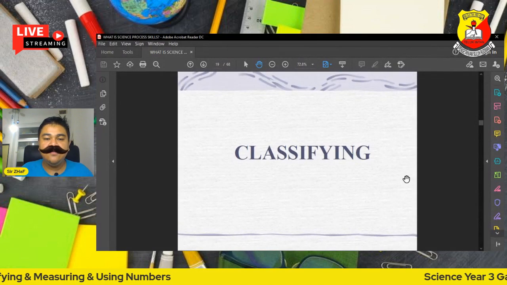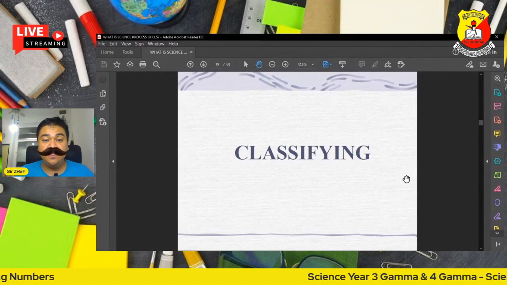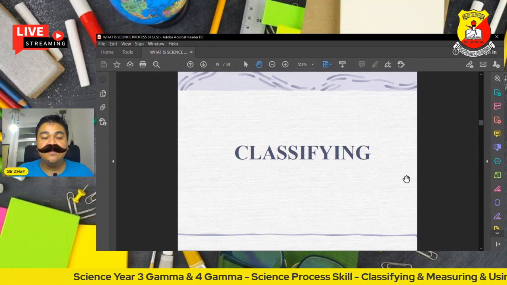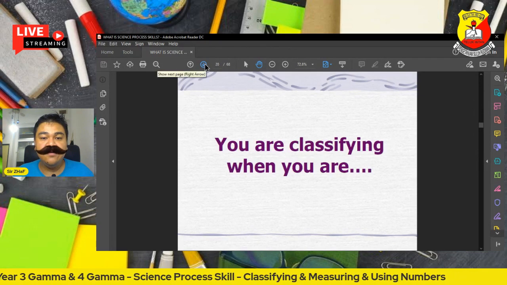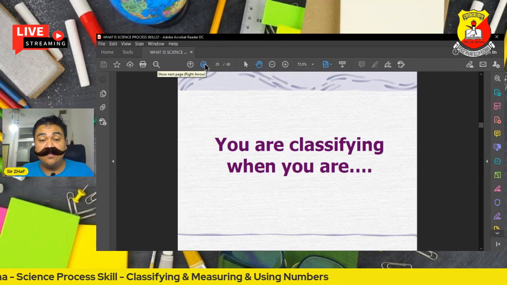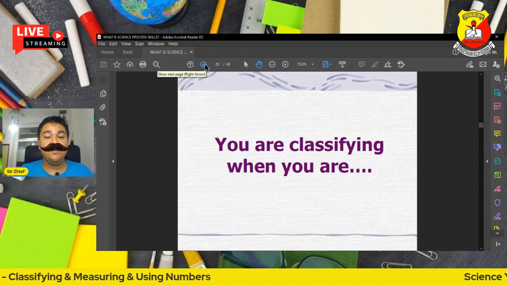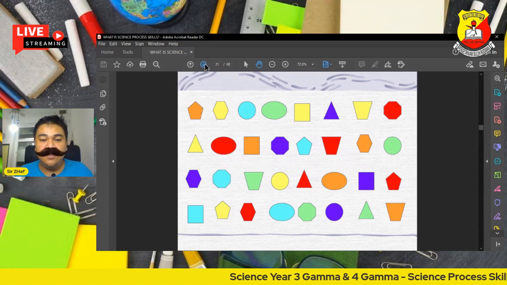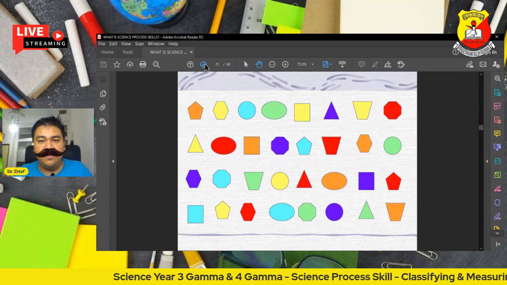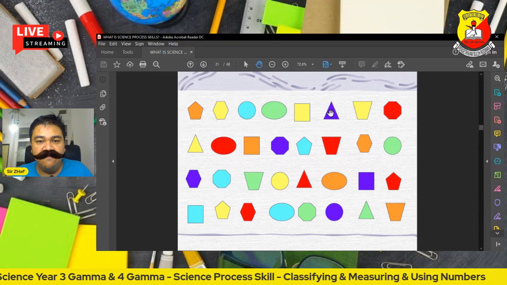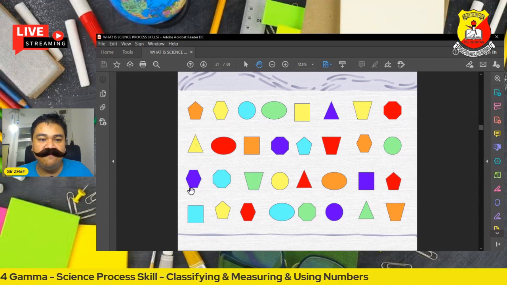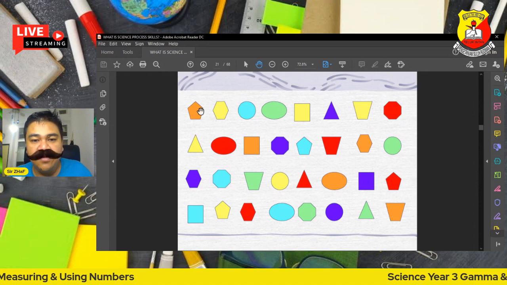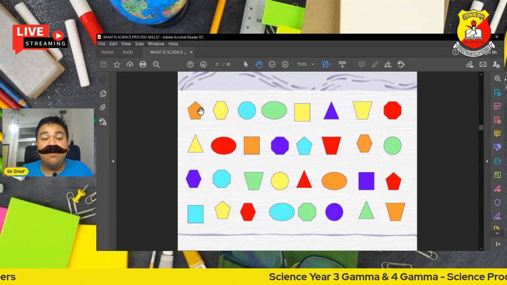Today, class, you will learn about classifying. What is the definition of classifying? Look, this is a set of images. 1, 2, 3, 4, 5, 6, 7, 8. 8 times 4, 8 times 4 is 32. So there are 32 images, a set of blocks of shapes.